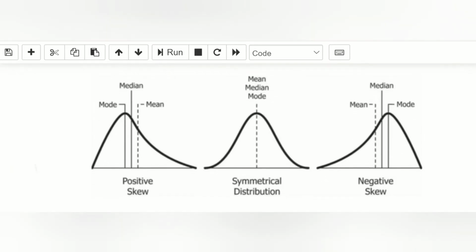Now let's go to this diagram, and I've taken this picture from the internet just for representational purposes. This is how a symmetrical distribution looks like, where mean, median and mode are the same. In a positively skewed distribution, mean is greater than median. Similarly, in a negatively skewed distribution, median is greater than mean, and so on. So this is how a negative or a positive skewed and a symmetrical distribution looks like.